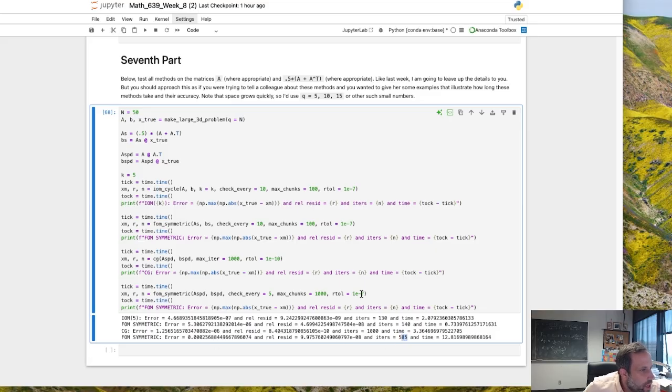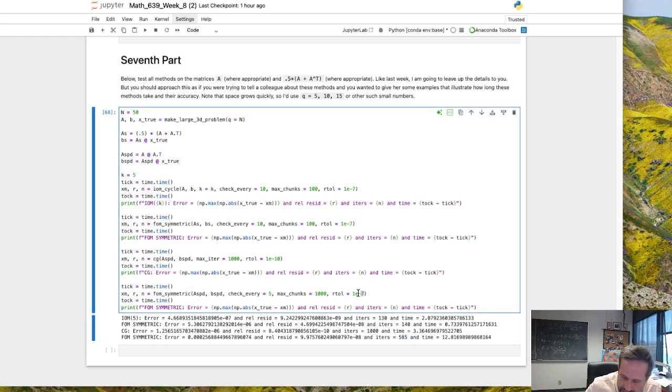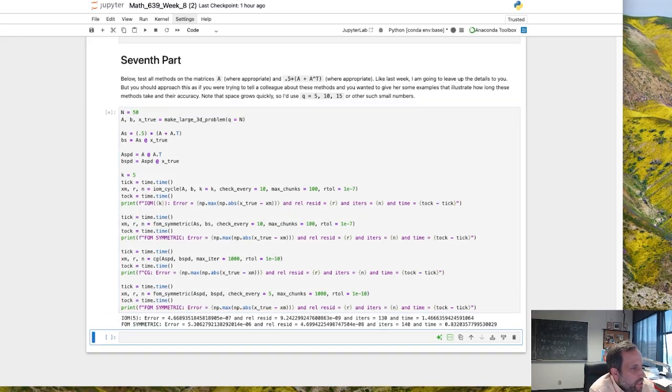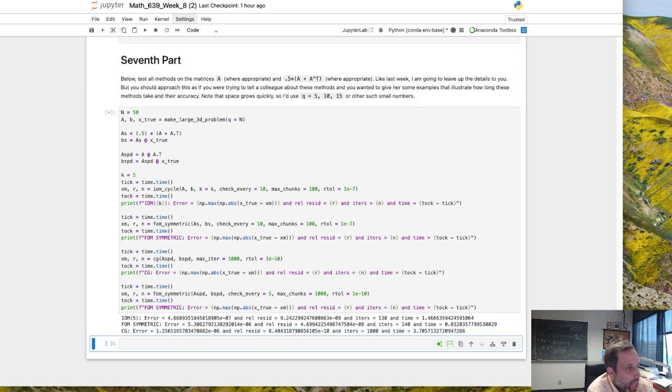So one last experiment. I'm going to change this to 10 to the minus 10th, and now everything should be converging like it should. Okay, but look at how well the IOM method is performing on A. Look at how well IOM5 is performing on A.